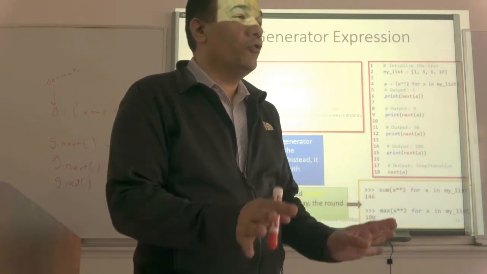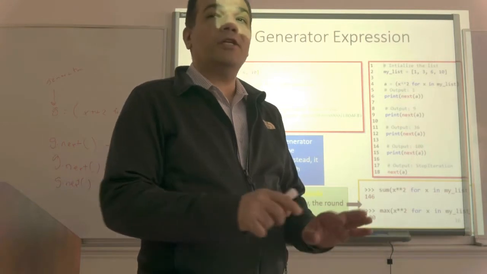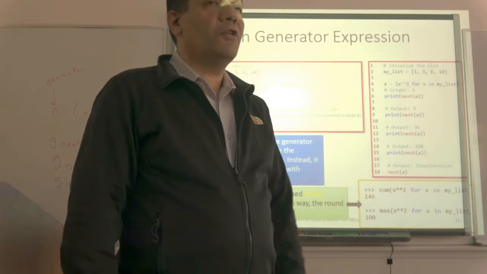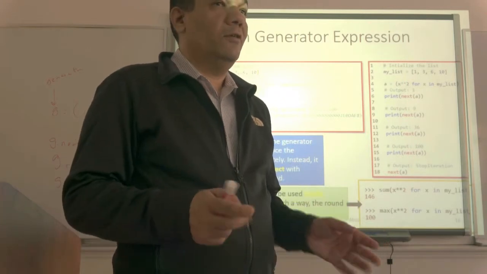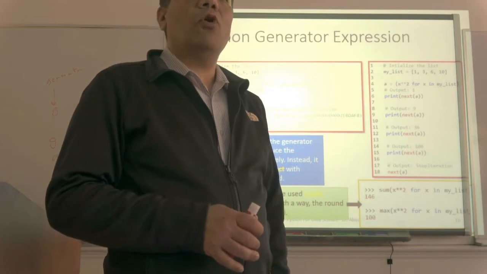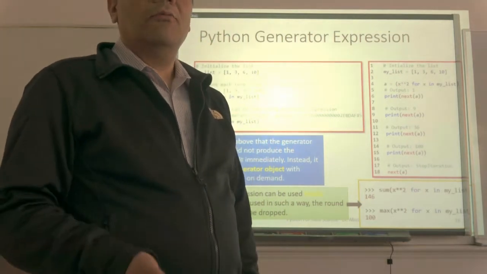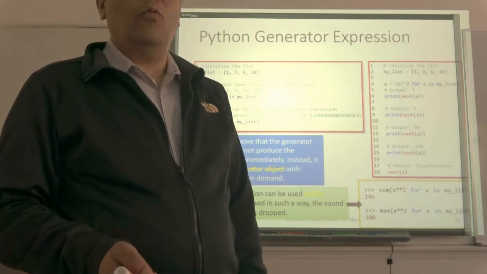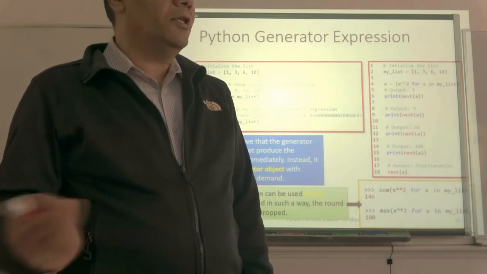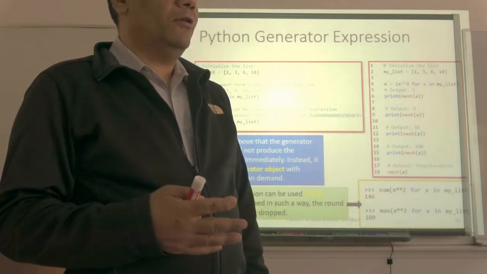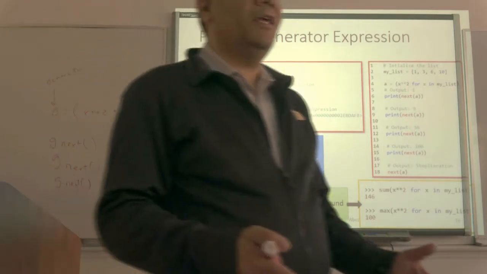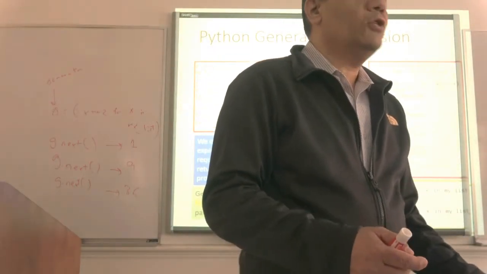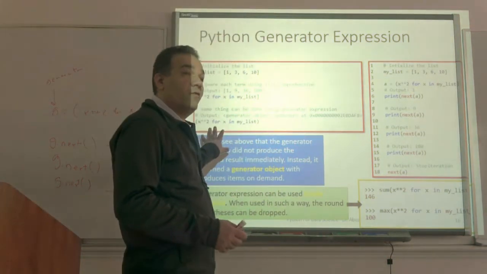I need a place for the generator. So every time I do next, it will create it on the fly, so it's very memory efficient. Of course, for writing small programs it does not matter a lot, but think about doing machine learning and deep learning with millions of records, tens of millions of values. How much memory are you going to need to create a list? That's why a generator comes in handy and is efficient.